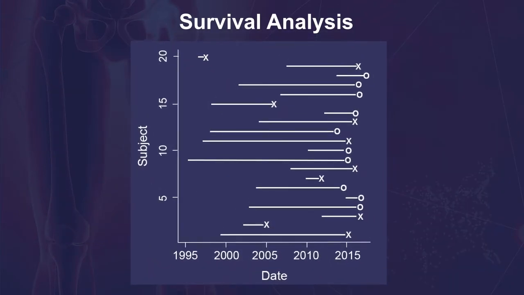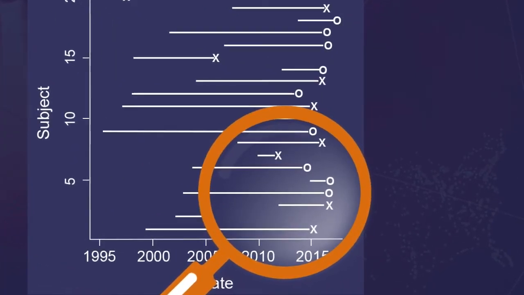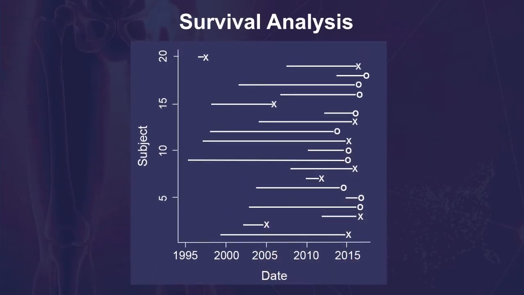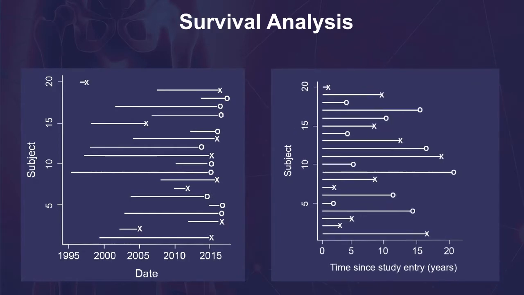So the data often looks like this, where each subject has a primary total joint arthroplasty on a different day, and they are all followed for different lengths of time. Then if they have an event, such as a revision surgery, those are marked with an X. Patients without the event may not all be followed until the same date, based on when the last information on each subject is known. Then for analysis, we usually reorient the time to the time since study entry scale, with all patients starting at time 0.